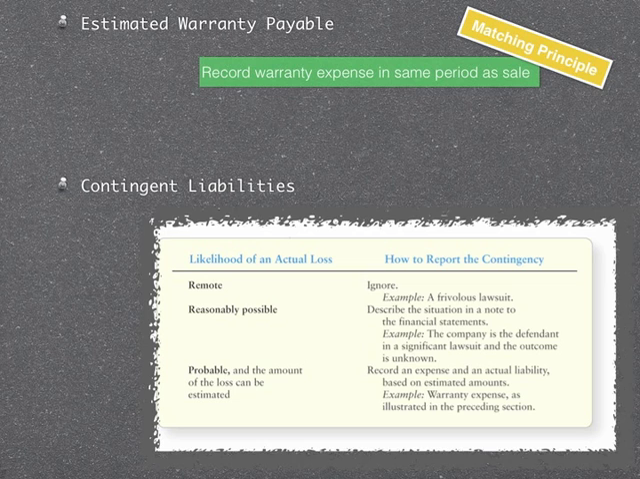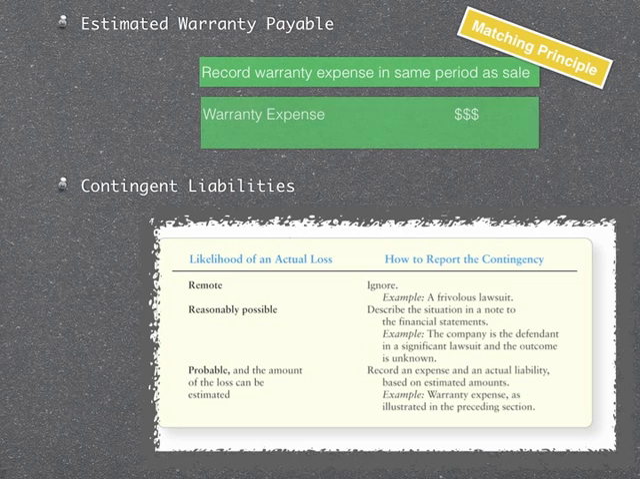So to journalize this transaction, we're going to debit what we call warranty expense. So we have recorded the potential expense, and we're going to record an estimated warranty payable for this potential liability that we're estimating here that will happen. And we do this because of the matching principle again.